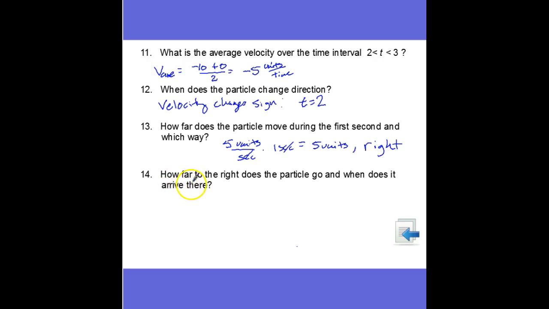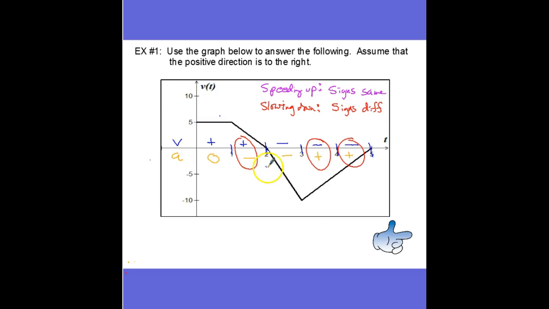Question 14 asks, how far to the right does the particle go, and at what time does it arrive there? So a couple of things are going on here. First of all, we have already noted that the particle changes direction at t equals 2 seconds. And so we were traveling to the right over the interval from 0 to 1 and then from 1 to 2. So this is going to be the time interval that we're concerned with.